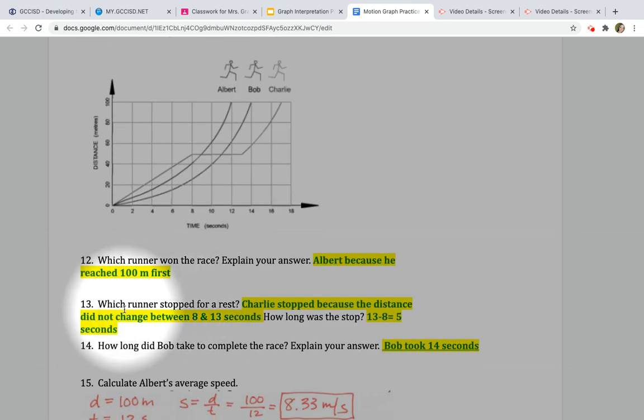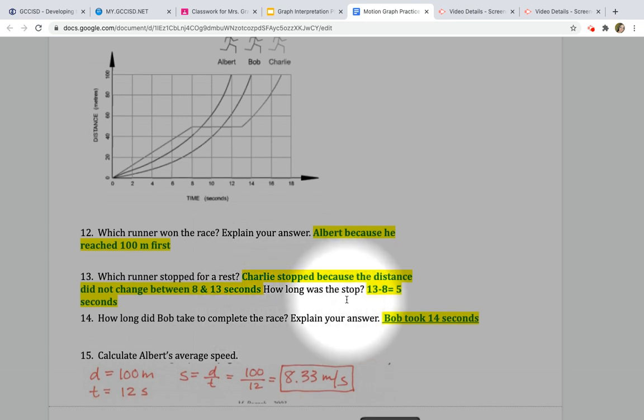Number 13, which runner stopped for a rest? So remember, if we have this flat line, there's no movement going on. We follow up this line. Hello, we have Charlie right here. Charlie stopped because the distance did not change between 8 and 13 seconds. So here's where he stopped at 8 seconds and 13 seconds. How long was the stop? Well, simple math. 13 minus 8 equals 5 seconds.